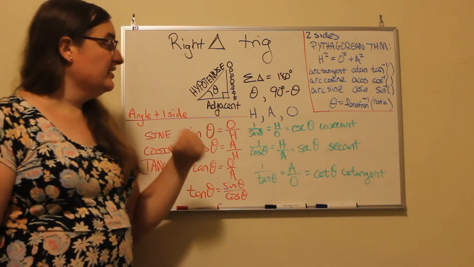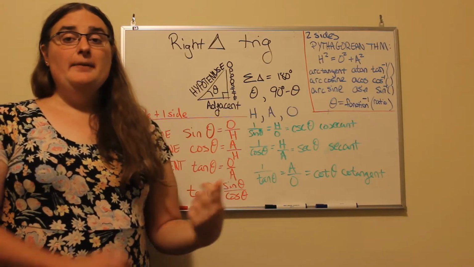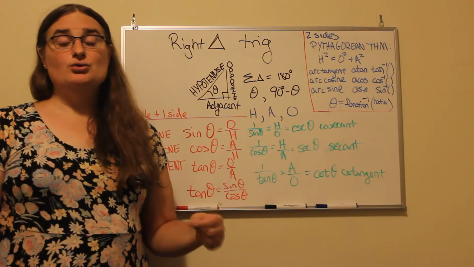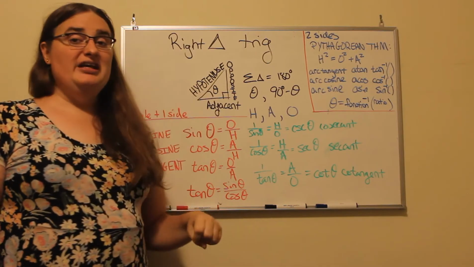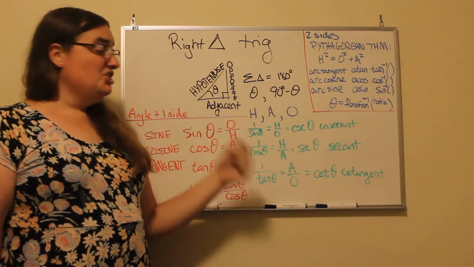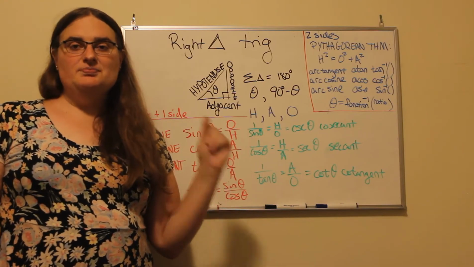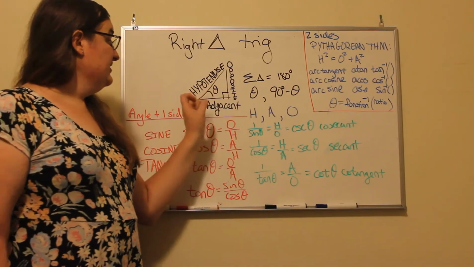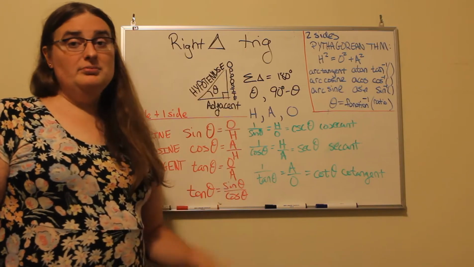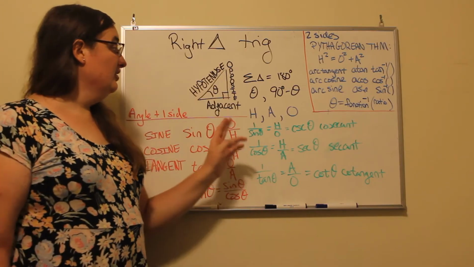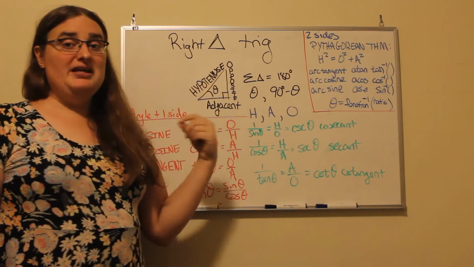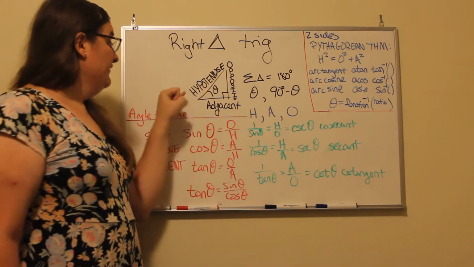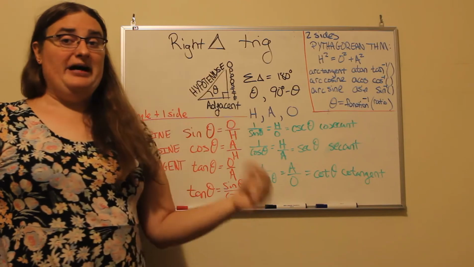Now the sides of a right triangle are named based off their proximity to the unique angle. The side that is next to the unique angle is the adjacent side. And adjacent means next to. The side that's across from the unique angle is called the opposite side, and the adjacent and opposite sides make up the 90-degree angle. And the third side is known as the hypotenuse.